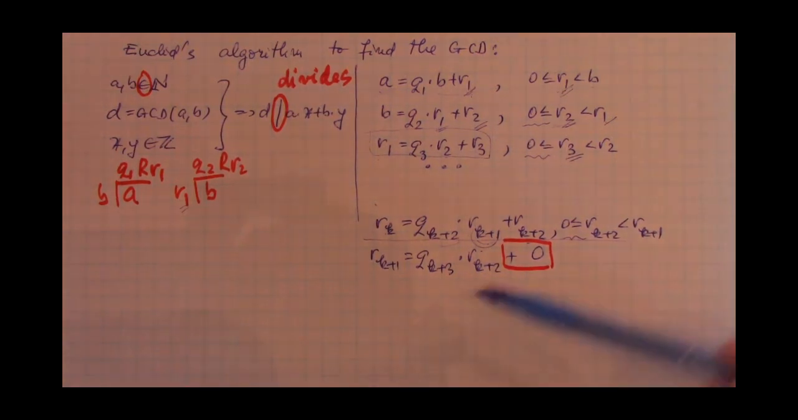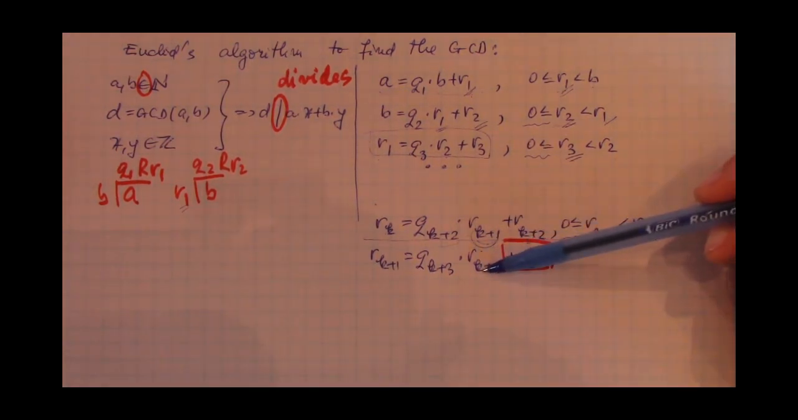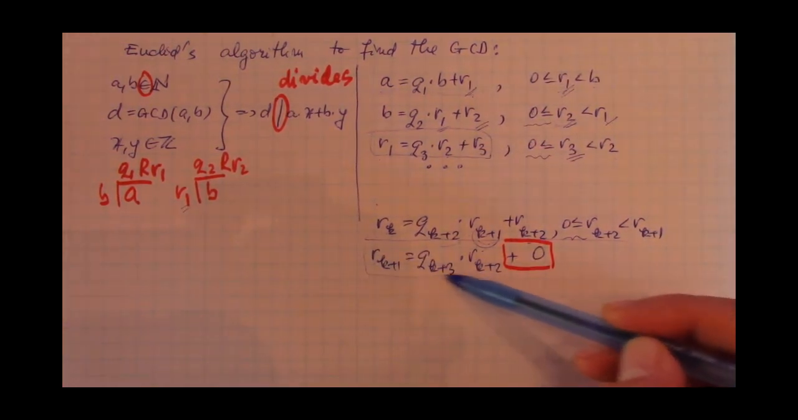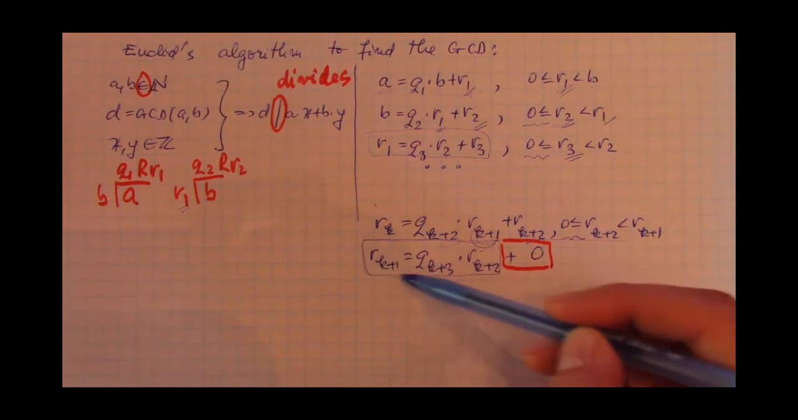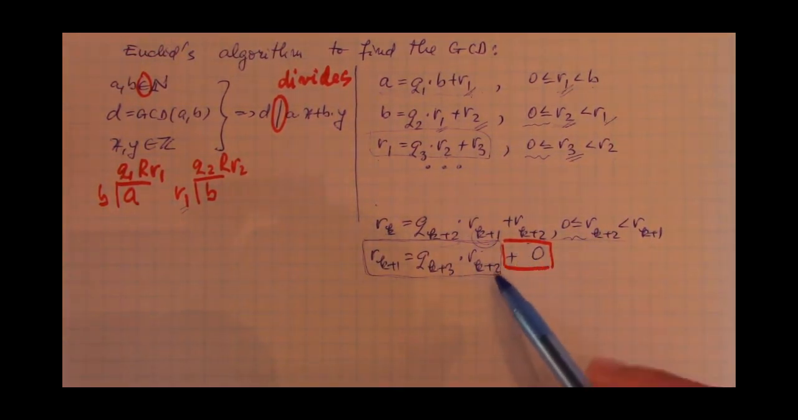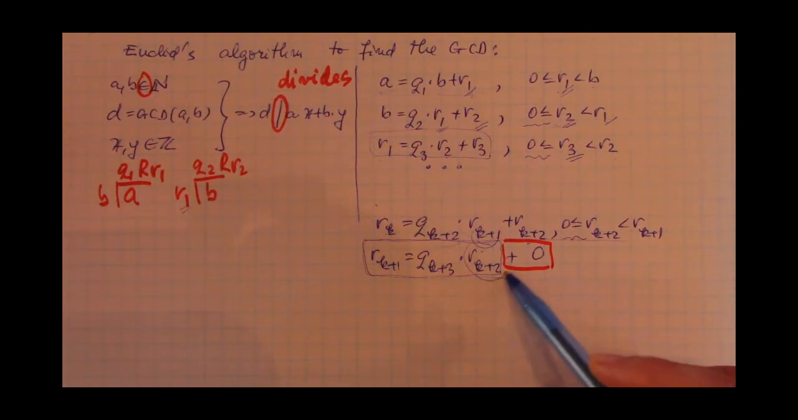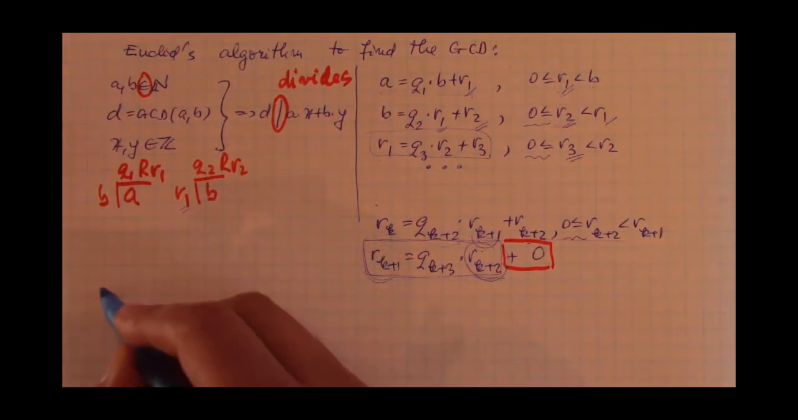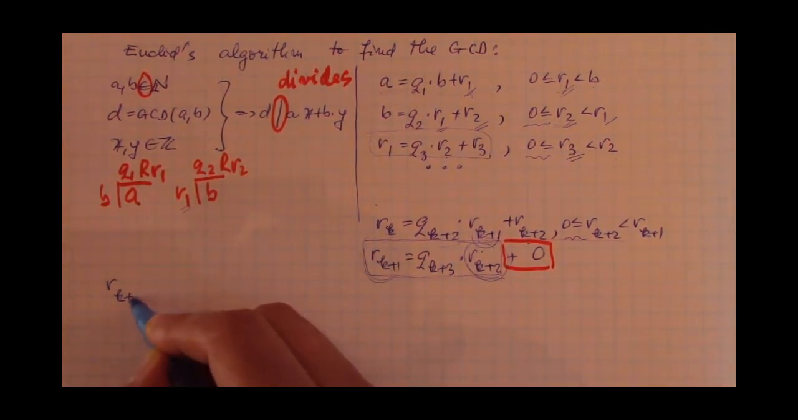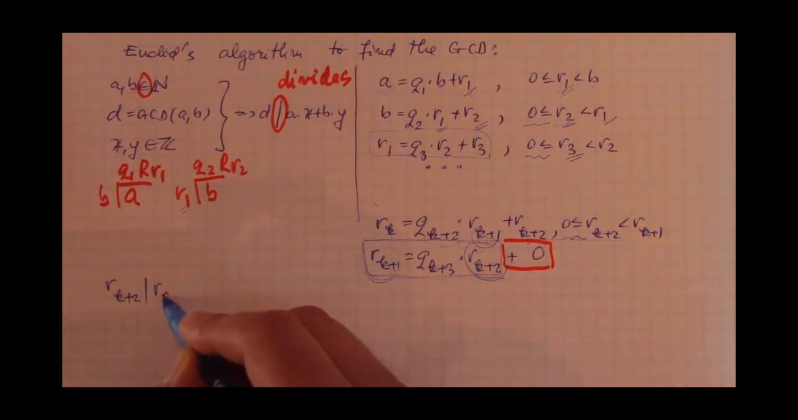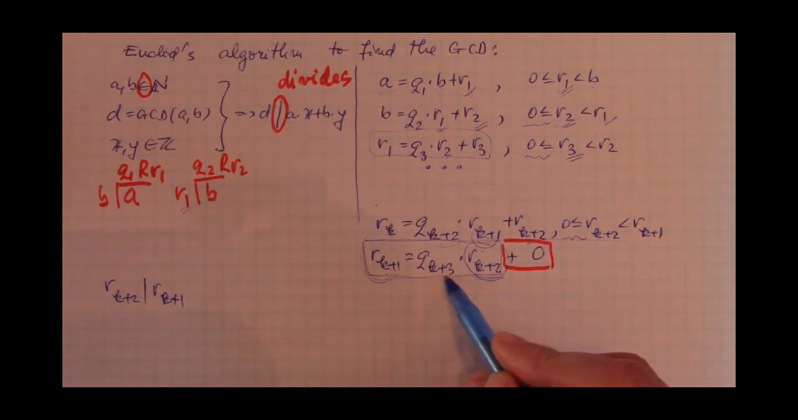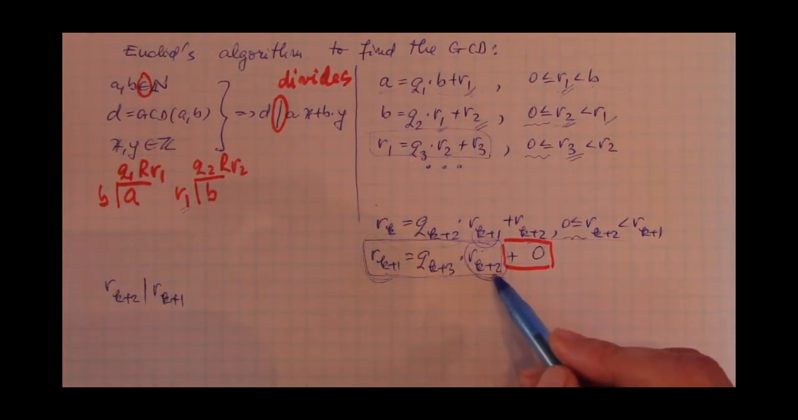All right, and let's scan this algorithm by going from the last relationship that we got up to the first one. When we look at this relationship here, what I see is that r_{k+2}, which is this number here, divides r_{k+1}. So let's write down, r_{k+2} divides r_{k+1}, simply because r_{k+1} is q_{k+3} times r_{k+2}.